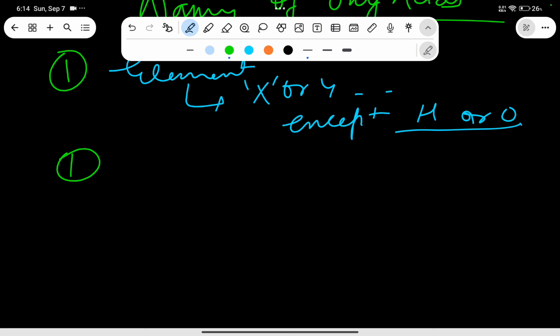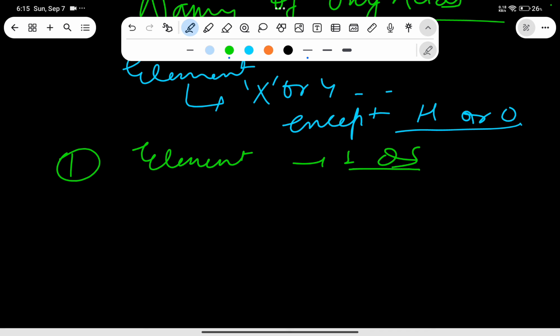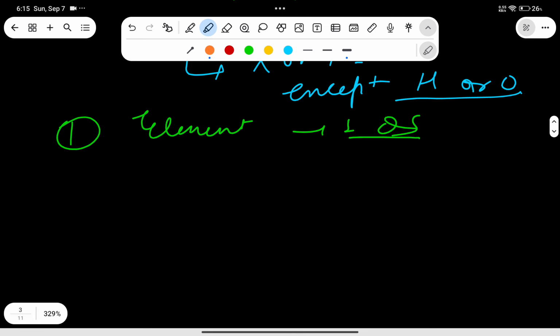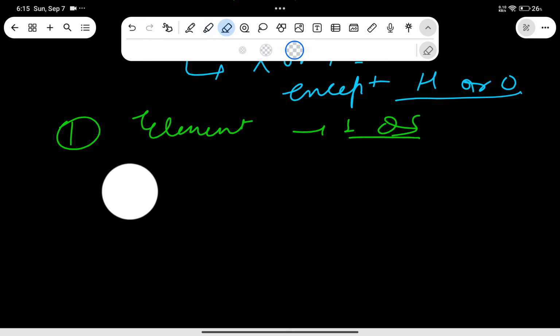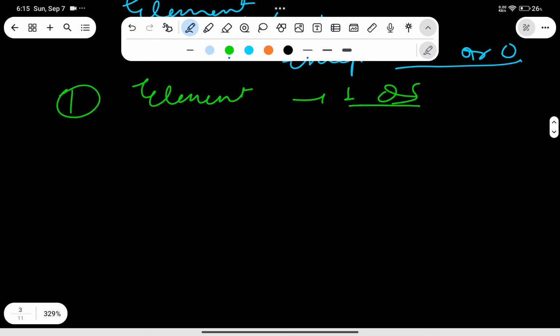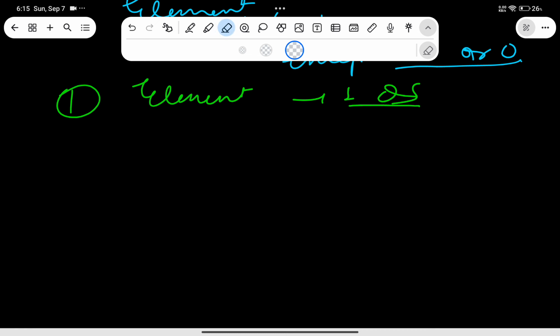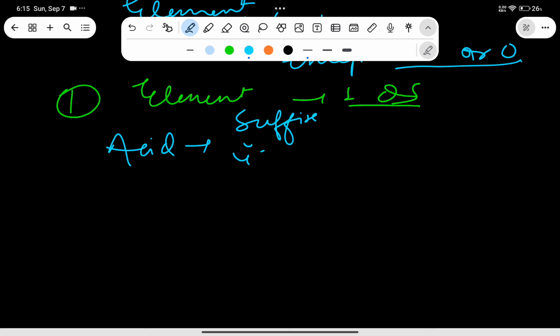Now the first point, which is the general thing. If the element has only one oxidation state, OS is for oxidation state, how will we name it? First of all, you have to understand that in this case the acid name ends with the suffix ic only, and the anion would end with the suffix ate.